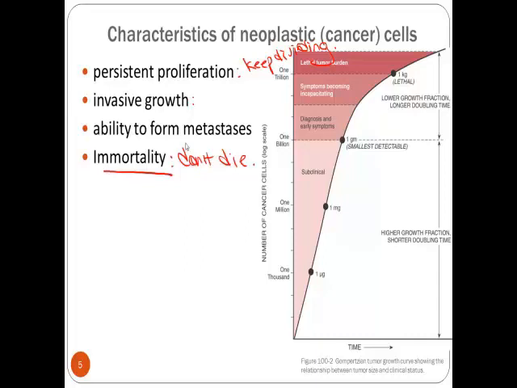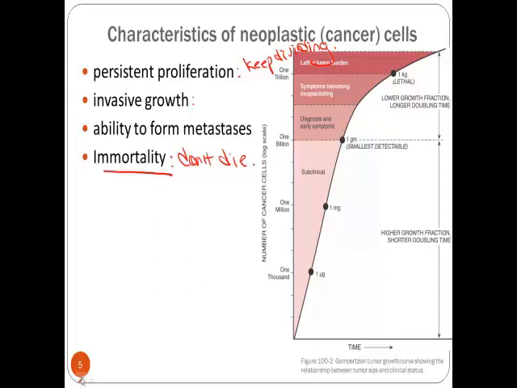And then the third characteristic is the ability to form metastases. And you guys know what that is. That means that at some point, some of the cells break off and travel usually via the lymphatic system, sometimes via the systemic circulation, and then they go to another location in the body and form another cancer there. So that's what a metastasis is.